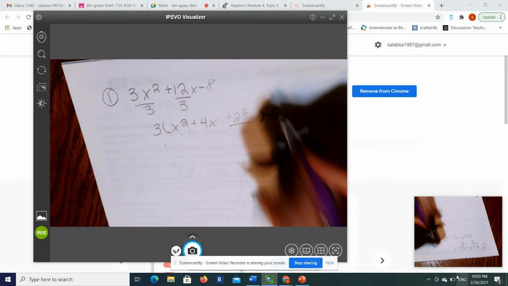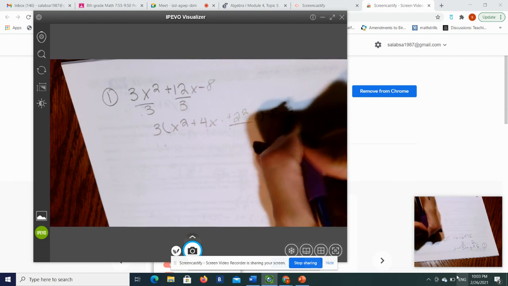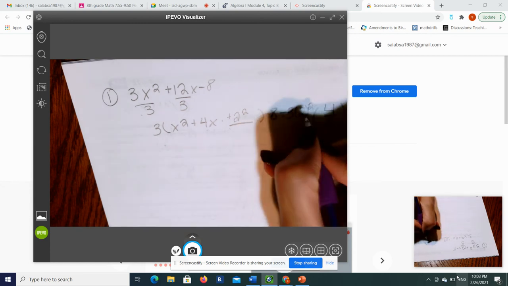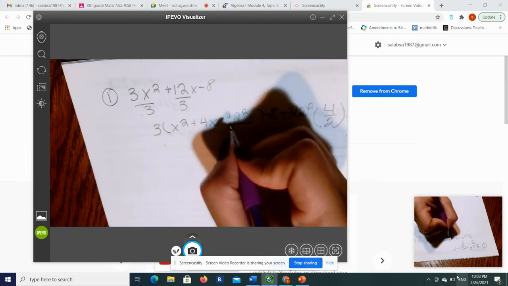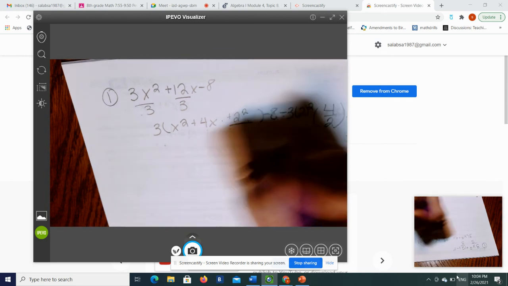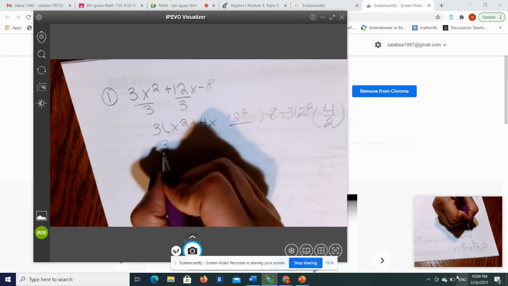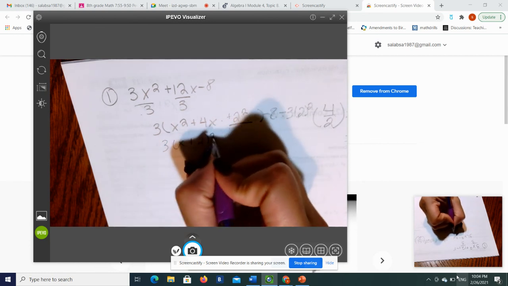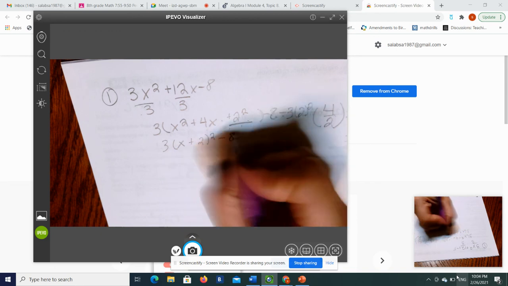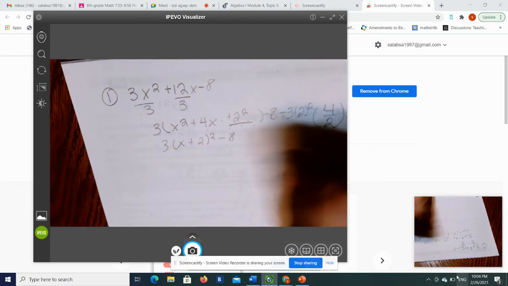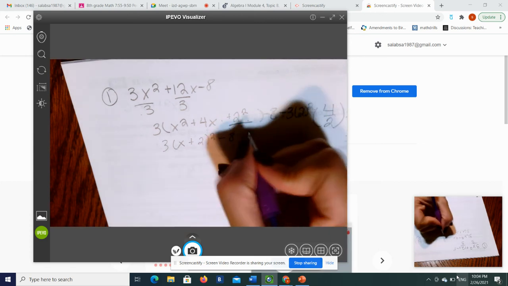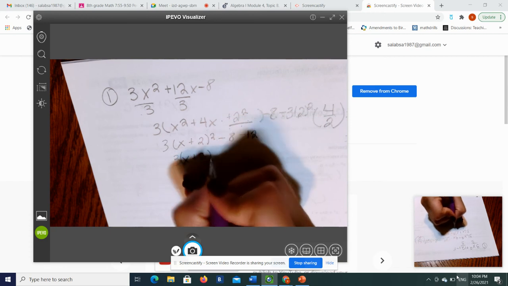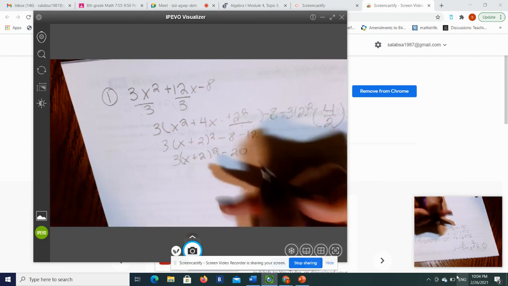Now, we're going to do here minus 3 parentheses 2 squared. And if you notice, that's a minus 3 times 2 squared, and that's plus 2 squared. We're going to do the opposite on the outside from what we do inside the parentheses. So let's rewrite it again and solve it. So you have 3 times x plus 2 squared minus 8. 2 squared is 4. 4 times 3 is 12. So your final solution should be 3 times x plus 2 squared minus 20.